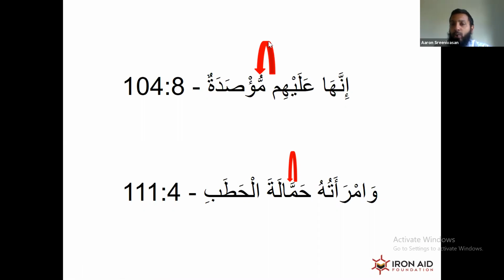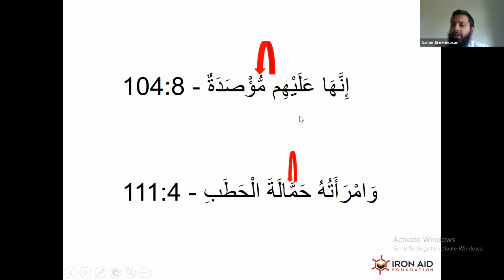And so we are going to merge, we are going to do idgham with the meem sakin and the meem that follows it, and we're going to pronounce it with ghunna. So it will be: عليهم مؤصدة.